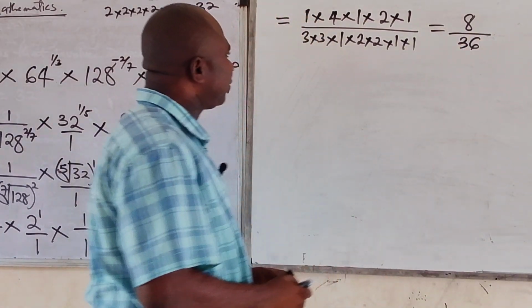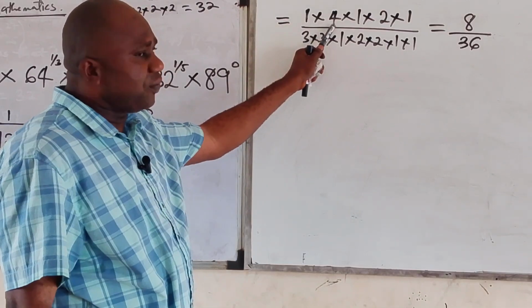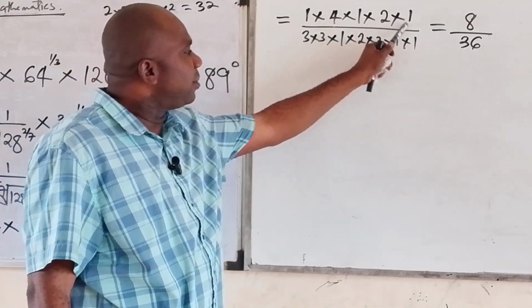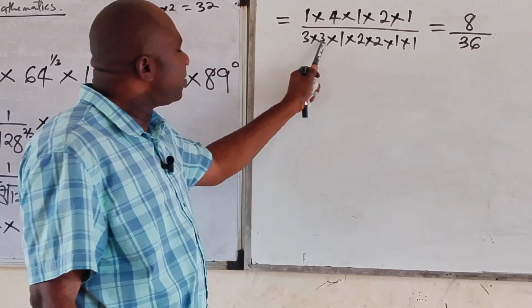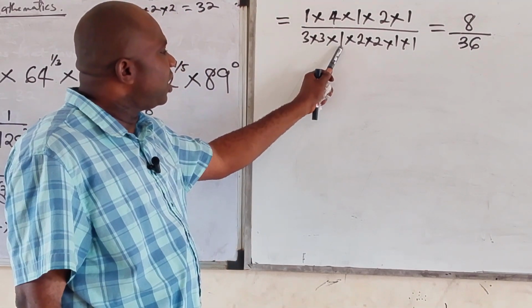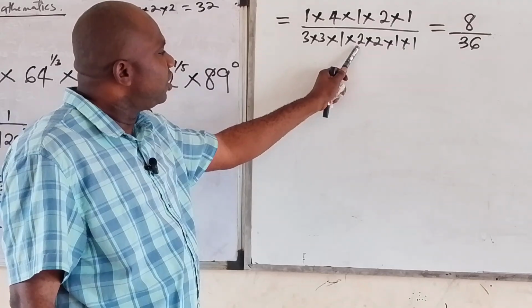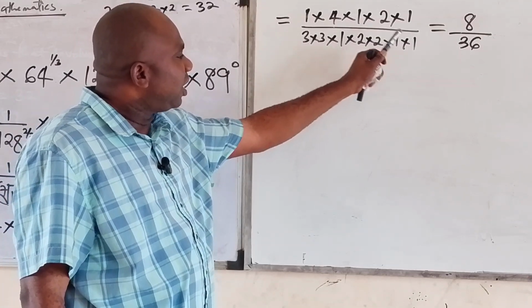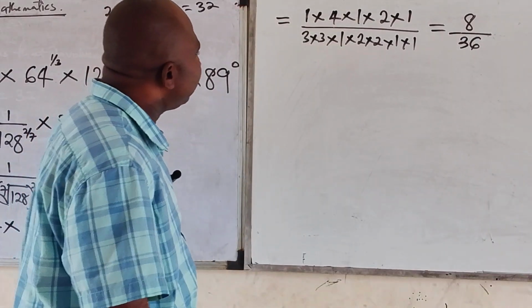Now, I take it again. 1 times 4 is 4, 4 times 1 is 4, 4 times 2 is 8, 8 times 1 is 8. 3 times 3 is 9, 9 times 1 is 9, 9 times 2 is 18, 18 times 2 is 36, 36 times 1 is 36, 36 times 1 is 36.